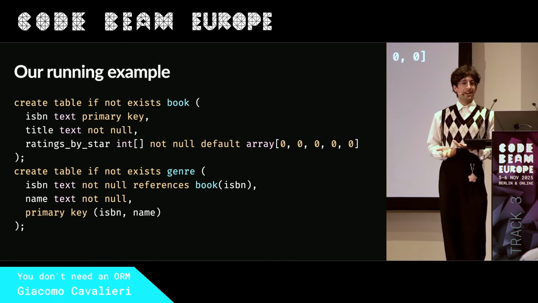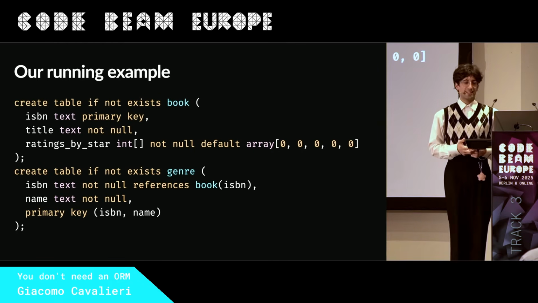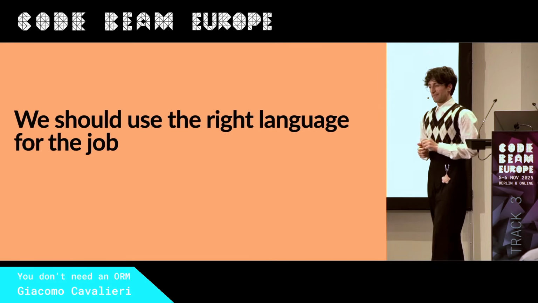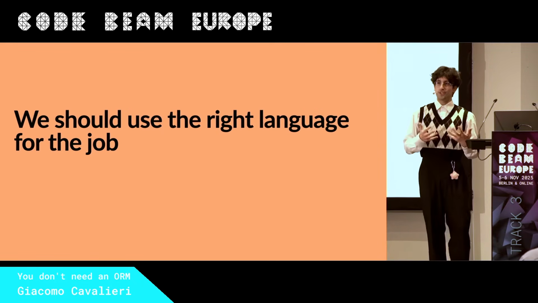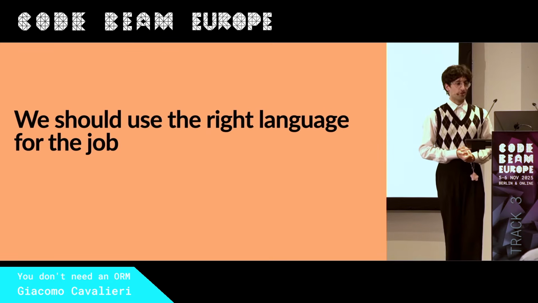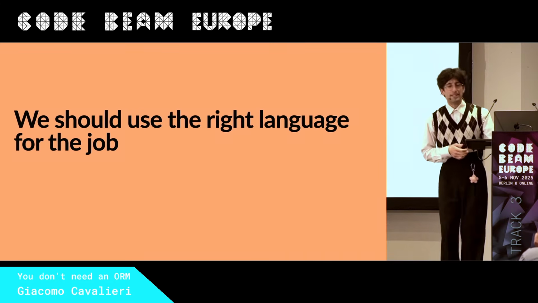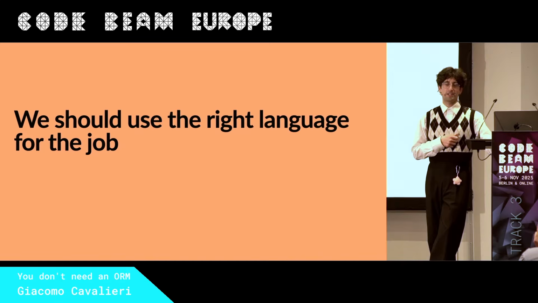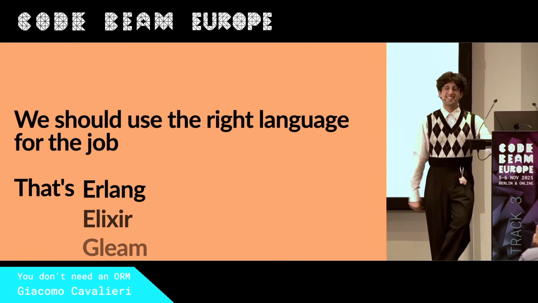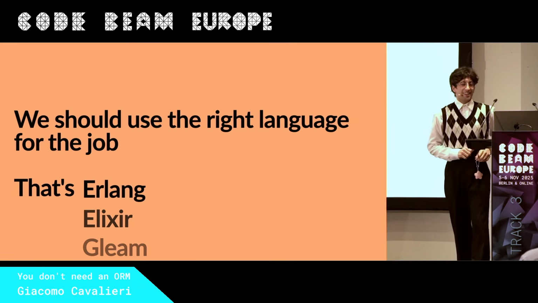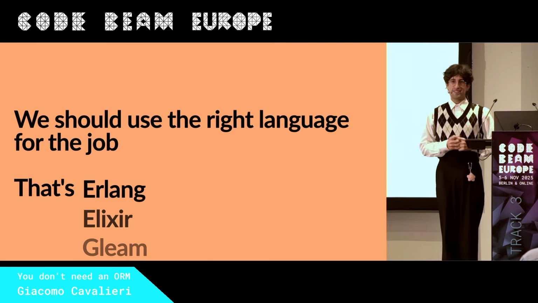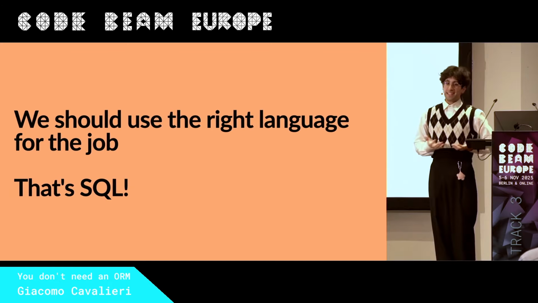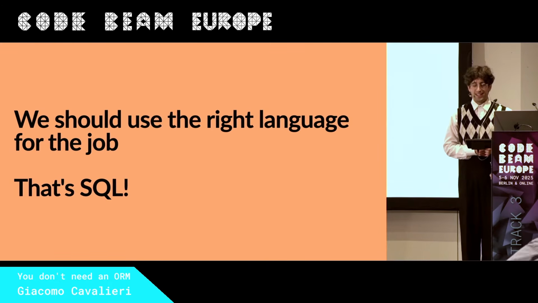And as developers, when it comes to making these decisions, we love saying that a developer should be a polyglot, that we should be using the right language for the job. We love saying that because we know the right language for the job is, of course, Gleam, Elixir, Erlang. We love those. But I'd argue that when it comes to talking to the database, the right language for the job is SQL, the language of the database.